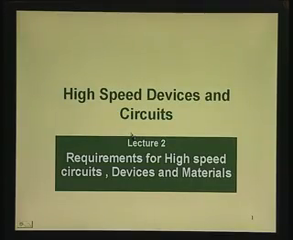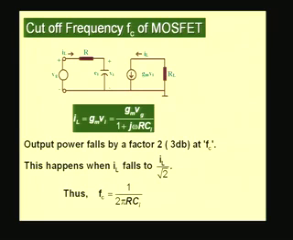Now, I have given the title for this second lecture as requirements for high speed circuits and devices and materials. So, let us just go through quickly what we did last time. We saw what is meant by the cutoff frequency of the MOSFET. We discussed the characteristic frequencies. There are two. One is the cutoff frequency, the other one is the transit frequency. And the cutoff frequency we discussed with respect to the equivalent circuit of the device.